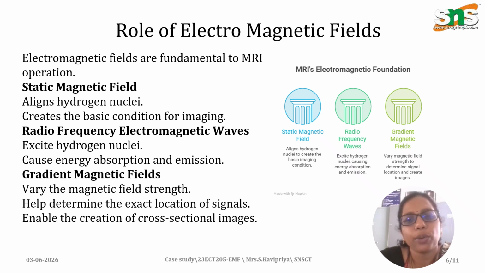What is the role of electromagnetic field in this? It is basic and fundamental for MRI operation. A static magnetic field is first created, which aligns the hydrogen nuclei and creates a basic condition for imaging. Radio frequency electromagnetic waves excite these hydrogen nuclei, which causes energy absorption and emission. Next, the gradient magnetic field varies the magnetic field strength, determines the exact location of a signal, and enables cross-sectional imaging of a particular human part.